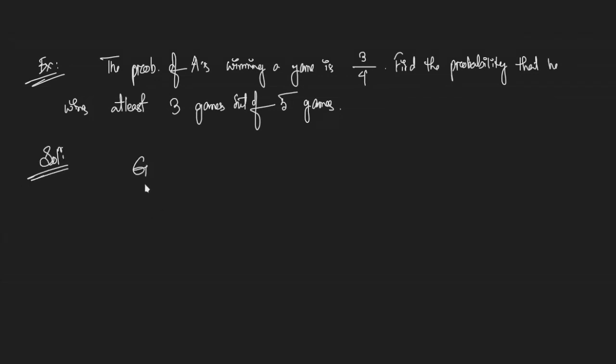Solution. First, the probability of winning a game is 3/4. Winning means success, so the probability of success p is 3/4. Next we need to know n, the number of trials. Here it says 3 games out of 5 games, that means a total of 5 games were played, so the trial is repeated 5 times. So n is 5.